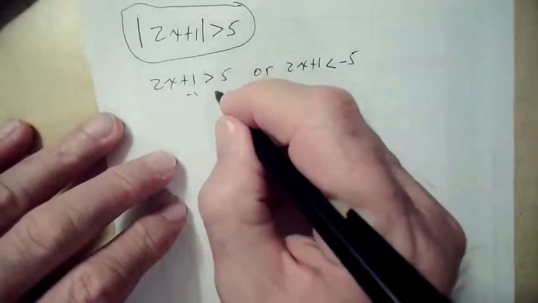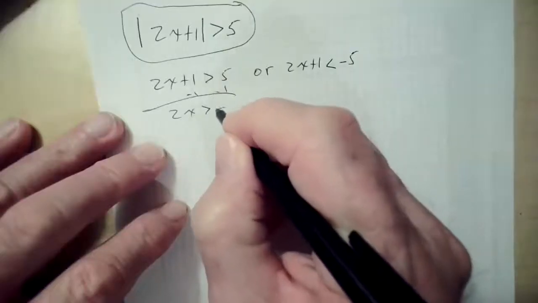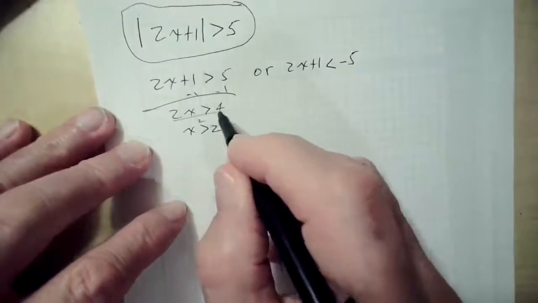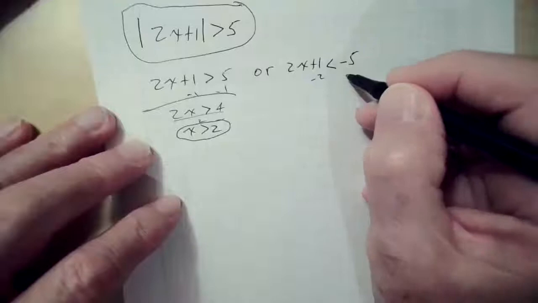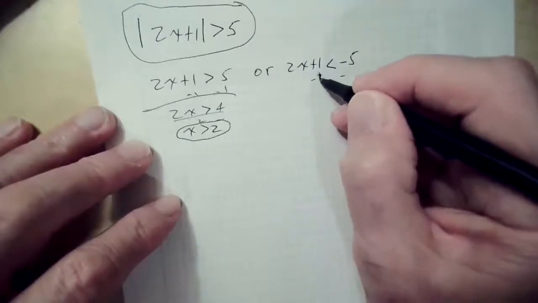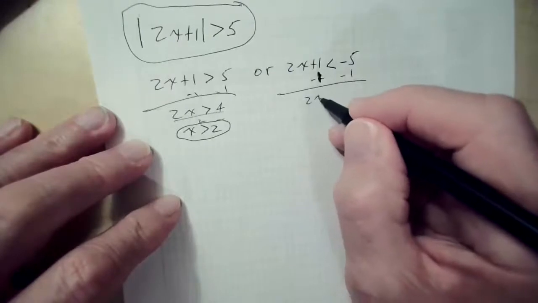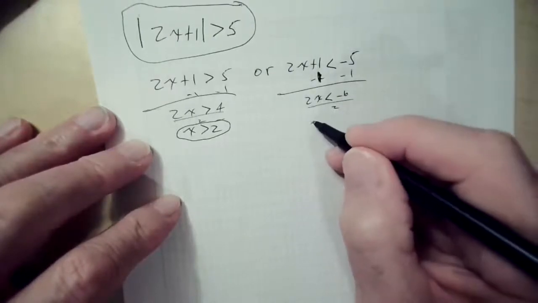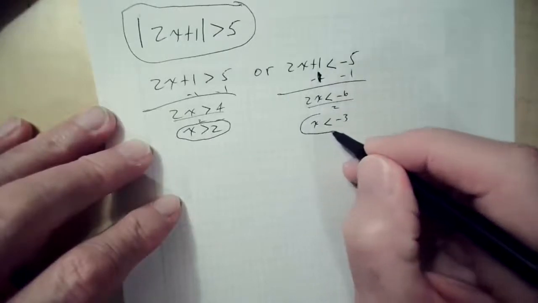Now we solve the equations, subtract 1 from each side. 2x is greater than 4, so x is greater than 2, right? Divide by 2. X is greater than 2. Same thing here. Subtract 1 from each side. 2x is less than -6. Divide by 2. X is less than -3.